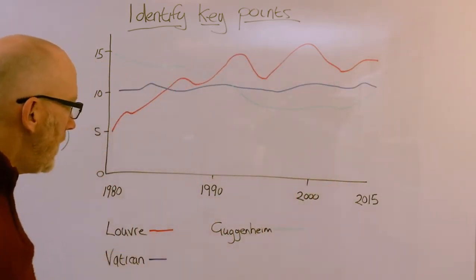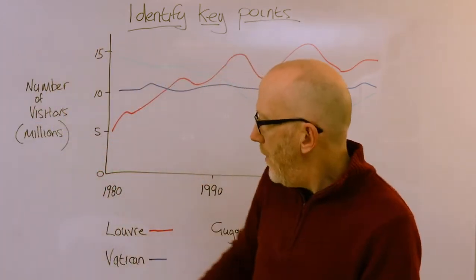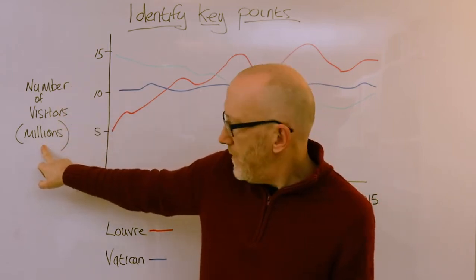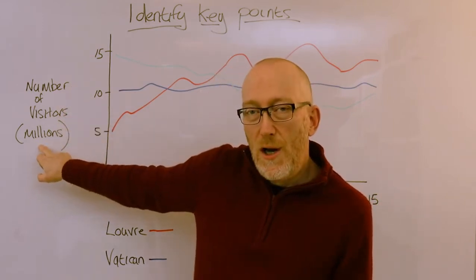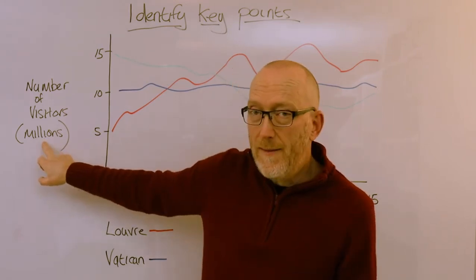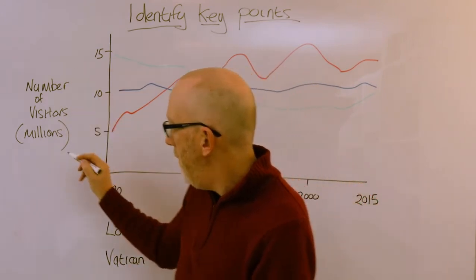Yeah. So where do we start to look for the key points? Well, the number of visitors is in the millions. Okay, so understanding this, what this means, is a key point. So these figures are in millions. So this is a key point.